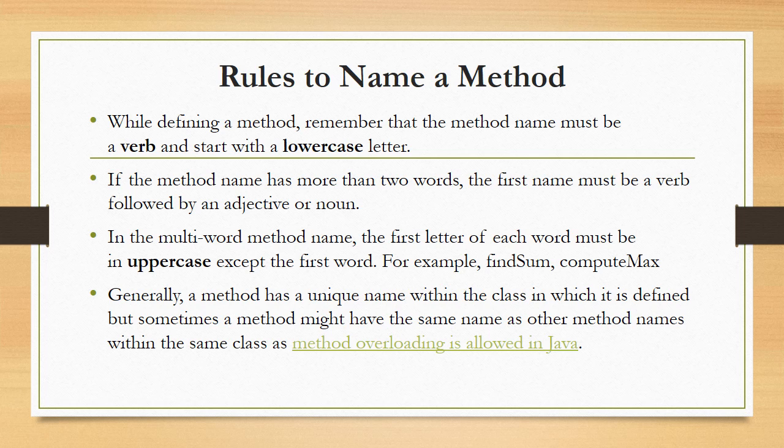Generally a method has a unique name within the class in which it is defined. But sometimes a method might have the same name as other methods. This is treated as method overloading, which we'll discuss in the next video.